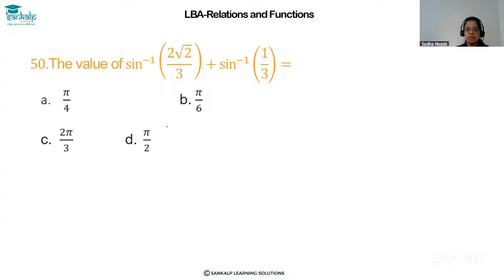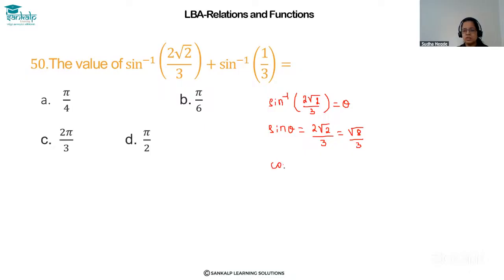So let me take the first term as theta, that is sine inverse 2 root 2 divided by 3 is equal to theta, or sine theta is equal to 2 root 2 divided by 3. This is actually root 8 by 3.